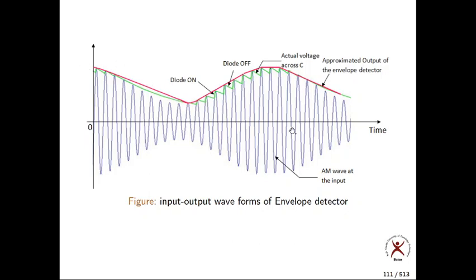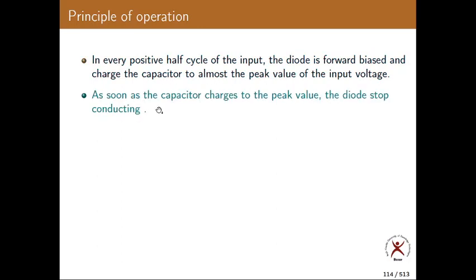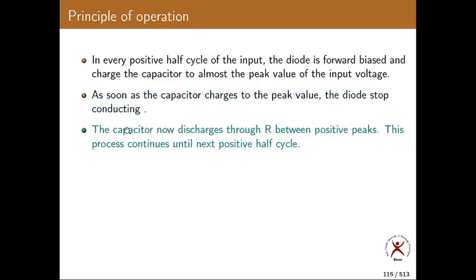Okay, so this is a simple working of your envelope detector. So what is the principle of operation? During every positive half cycle, the diode will be forward biased and the capacitor charges to the peak value of the input voltage. As soon as the capacitor charges to the peak value, the diode stops conducting because it will be reverse biased. Now you can replace it with an open circuit, and you are left with only R and C.